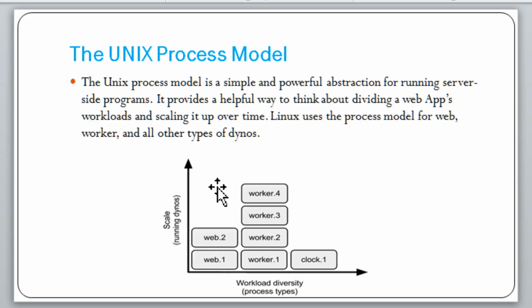So you can see here we have this graph. We can get multiple different processes running. We can have web 1, worker 1, clock 1. And on top of that, we can have web 2, worker 2, and above that we can have worker 3 and worker 4. And all this is saying is that we can have multiple processes and jobs running at the same time in Linux. And they can be stacked on top of one another, or they can be running alongside one another. So there's a lot we can do within the UNIX model.